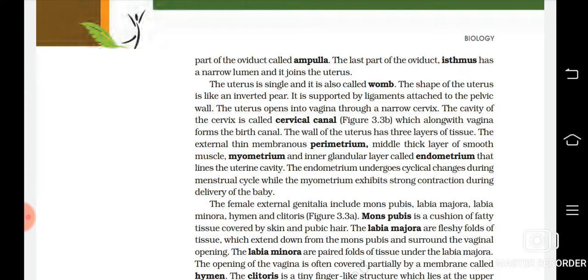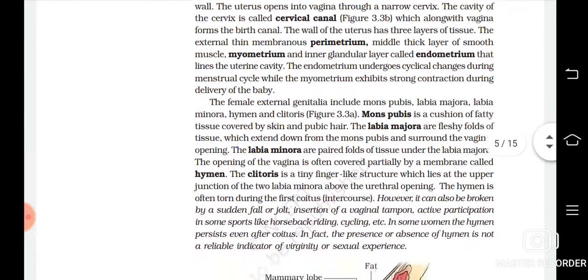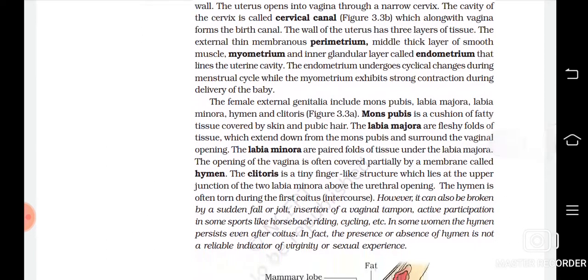So these are the parts of the fallopian tube and the uterus. Then I told you about the cervix and the vagina. The female external genitalia has the mons pubis, labia majora, labia minora, hymen, and clitoris.